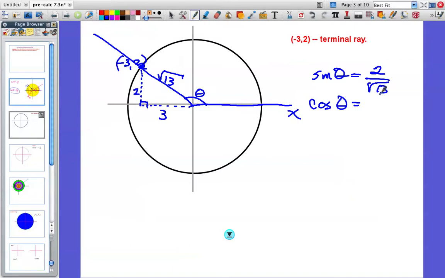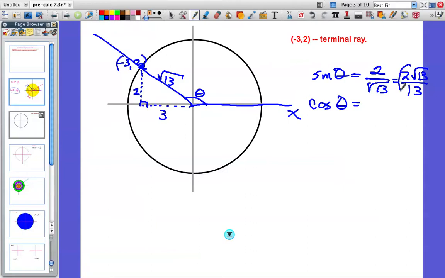Now we don't like to leave it like that, because we have a square root in the denominator. So we rationalize the denominator, and I'll just jump to it. You guys can follow me on this. 2 roots of 13 over 13. That's the exact answer for the sine of the angle.